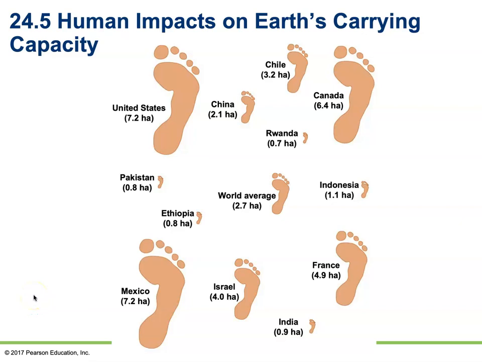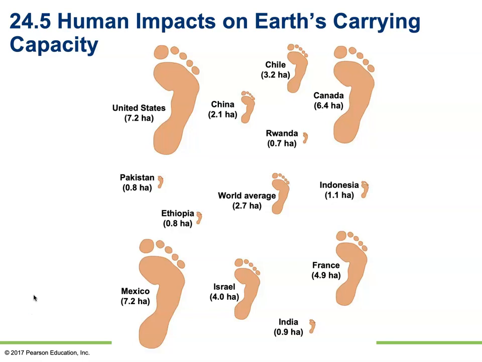So next up, we're going to look at human impacts on Earth's carrying capacity. What we're looking at here is a diagram of ecological footprint. Ecological footprint is a measure of the amount of productive land and water required to support a person or a population based on consumption levels. Calculation of an ecological footprint includes everything that is consumed and the corresponding waste removal.